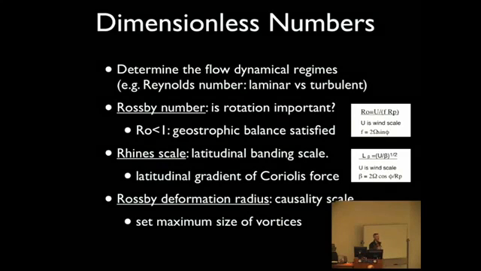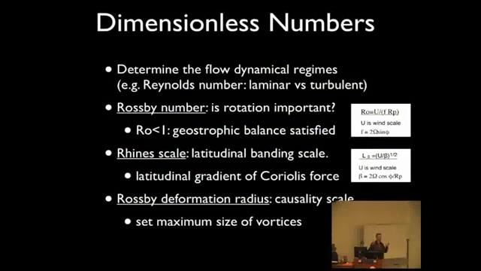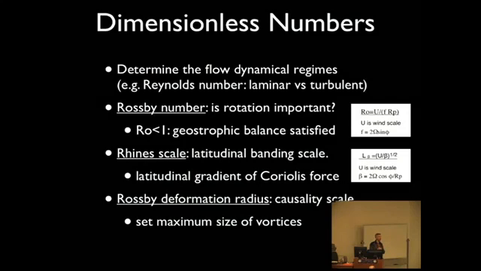And so the effective use of that scale, that I'm familiar with, is to say that's typically the largest size of the vortices you can expect in your flow. It's also typically the size of the fastest growing baroclinic mode in a baroclinic instability. So it's actually quite an important number.